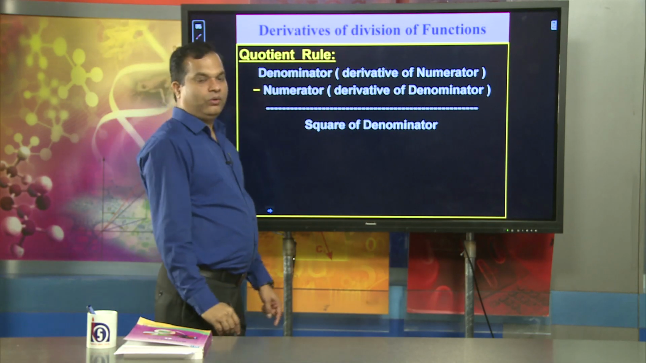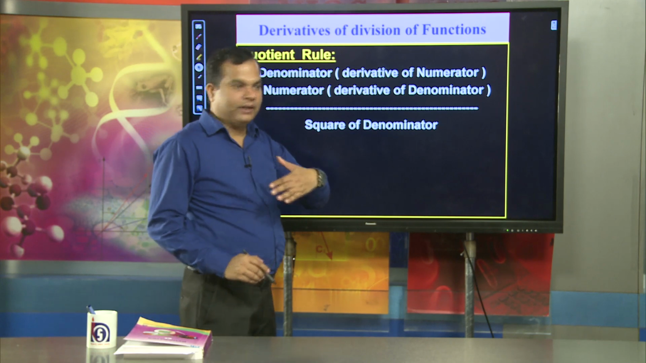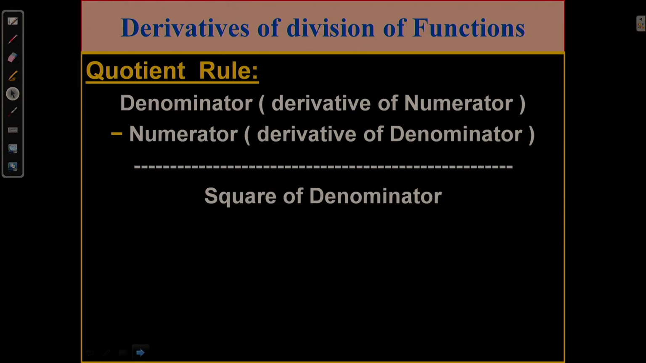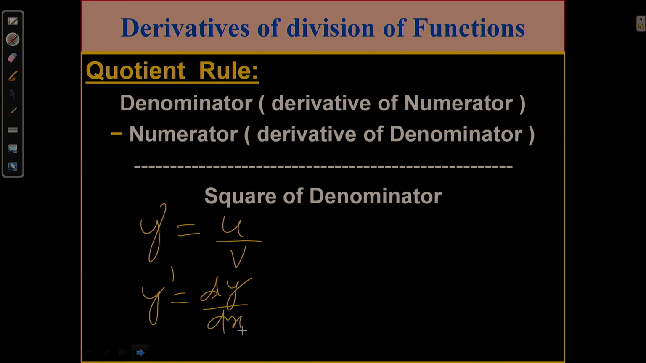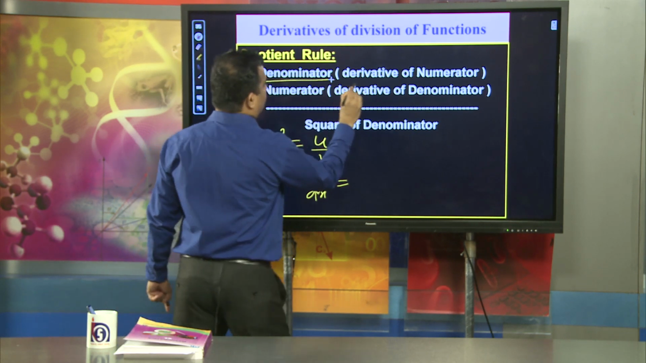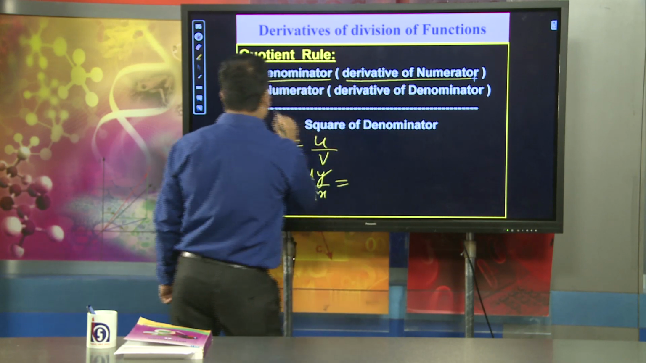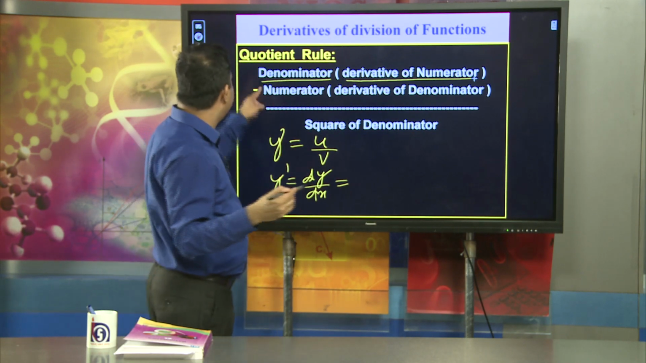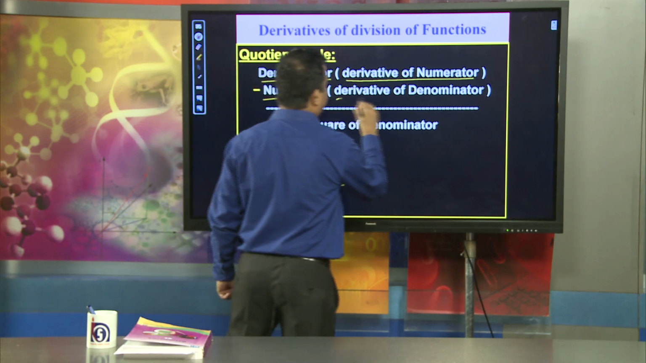Quotient rule. Quotient rule means u by v. Suppose I write y equal to u by v. What will be the derivative y dash, that is dy by dx? What will be the value? It is slightly different. The denominator is very important. It is denominator into derivative of numerator minus, in case of division there will be a minus, numerator into derivative of denominator.